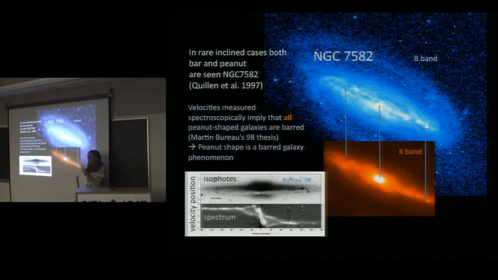So you can ask the opposite question. Do all bars have peanut shapes? I think it depends who you talk to, but Victor Debattista thinks he has examples of barred galaxies that don't show peanuts. So it may be that not all barred galaxies have peanuts. I think they all should, actually, but I disagree with you.